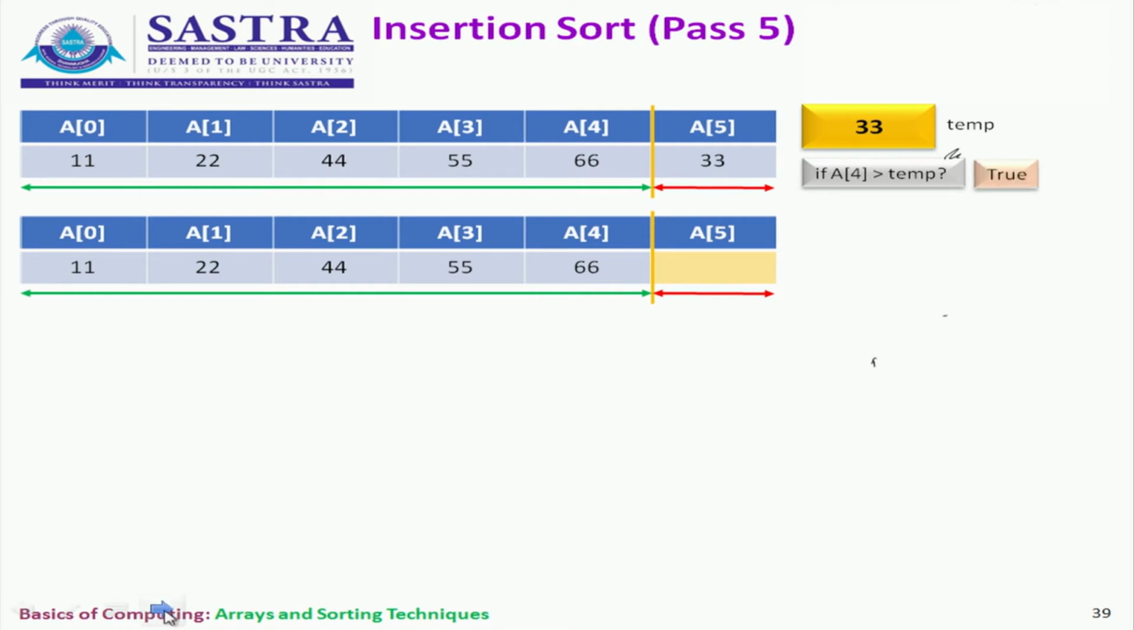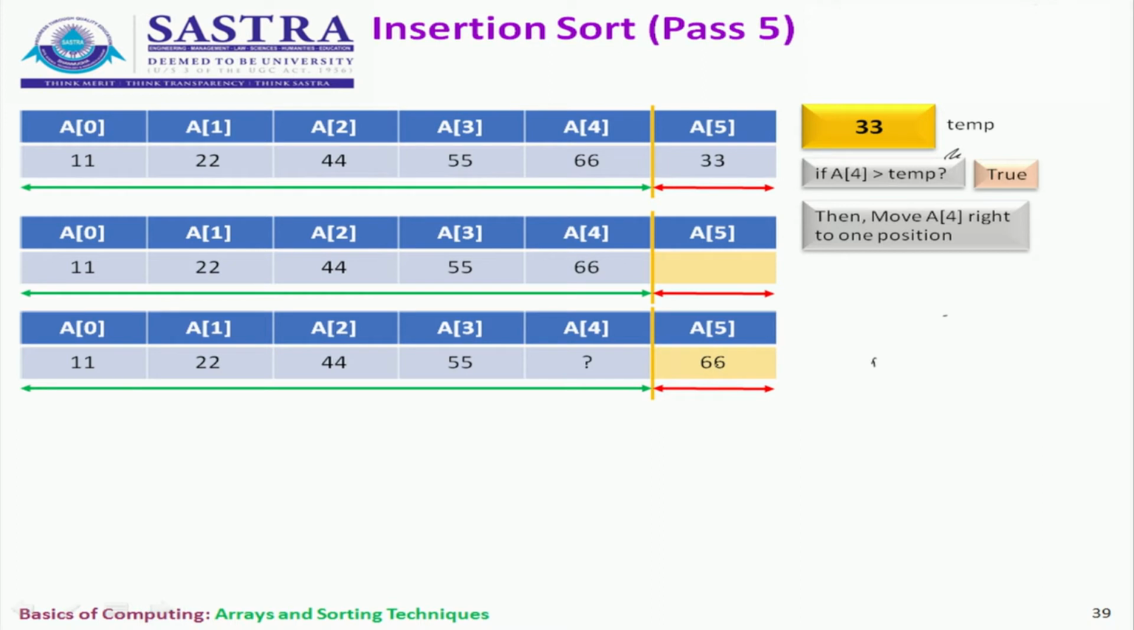So the first comparison is A of 4 and temp. A of 4 is 66, your temp value is 33. So if the array element is greater, then what do we have to do? We have to move that element one step right. So when we do so, you will get it like this.